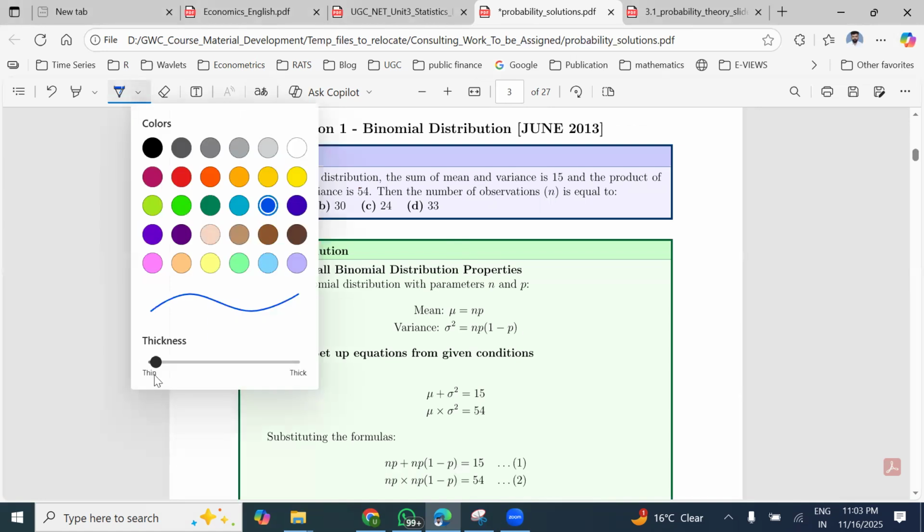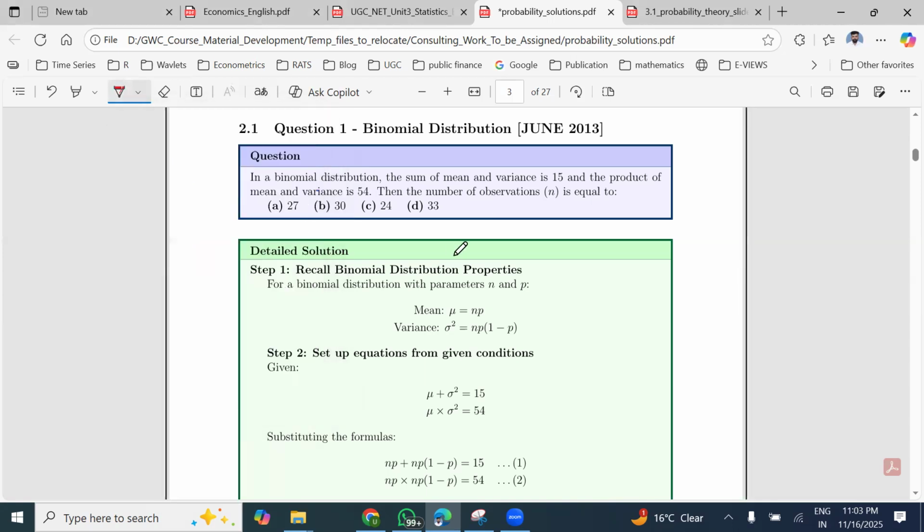are you people able to read it? The screen is visible to all of you. So in a binomial distribution, the sum of mean and variance is 15 and the product of the mean and variance is 54. Then the number of observations n is equal to, this is a tough question, okay?